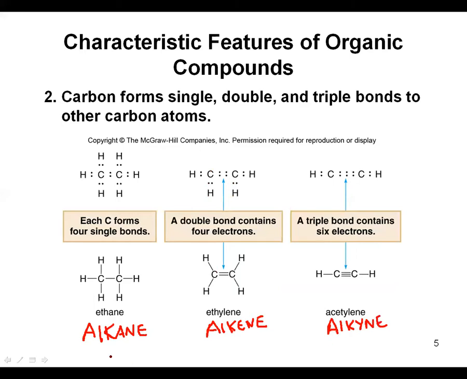So these are different groups of organic compounds, and they're really based on what are sometimes referred to as a functional group. The functional group for an alkane, as we will see, is the presence of just carbon-carbon single bonds, while the functional group of an alkene is the carbon-carbon double bond, and the functional group of an alkyne is the carbon-carbon triple bond.